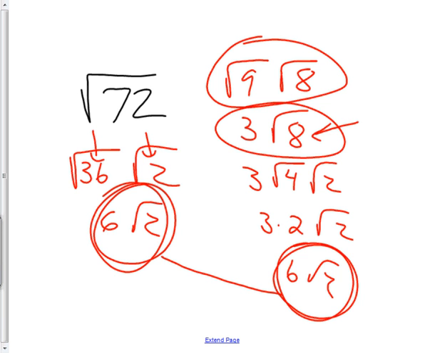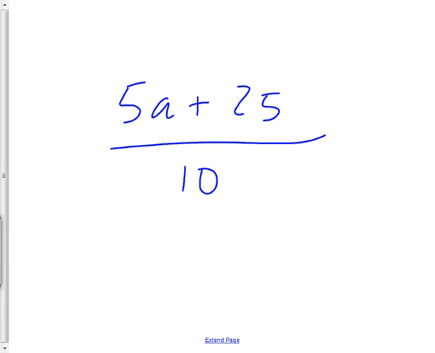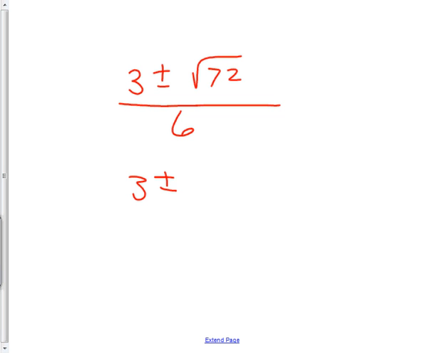All right, good enough on that. Why do you care about that? Because a lot of times they're in this kind of problem. The quadratic formula ones come out like this. So you got to be able to go 3 plus or minus, oh, that's 36 times 2, so that would be 6 root 2, all over 6. You see what I did there? Just replace this with this.